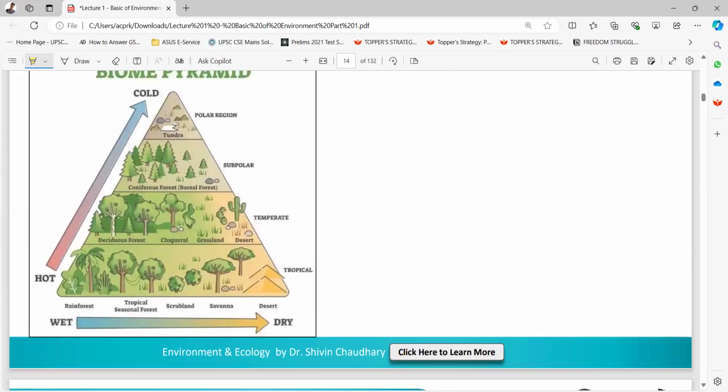Here it has been shown a biome pyramid. Hot, cold. Tropical, temperate, subpolar, polar region. Tropical includes rainforest, subtropical, tropical seasonal forest, scrubland, savanna, desert. Temperate region includes deciduous forest, chaparral, grassland, desert. Subpolar includes coniferous forest, also known as boreal forest. Polar region includes tundra.